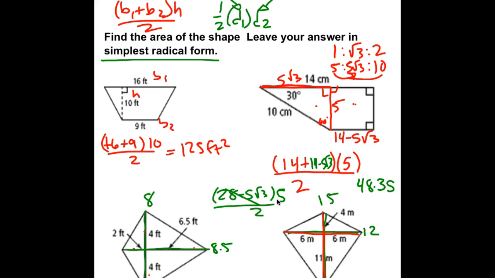Personally, I just wouldn't leave this one in simplest radical form. Let's leave it as a decimal, give it a label, centimeters squared, and call that good enough. All right, let's go look at the next one.